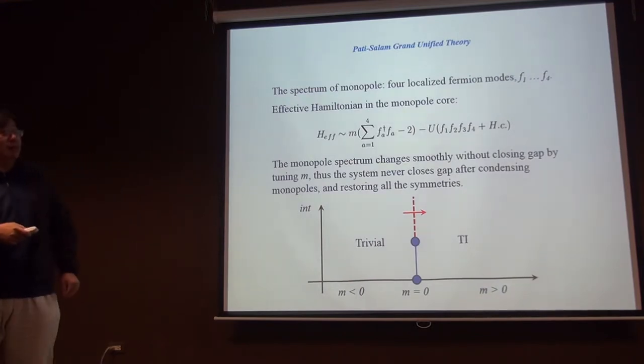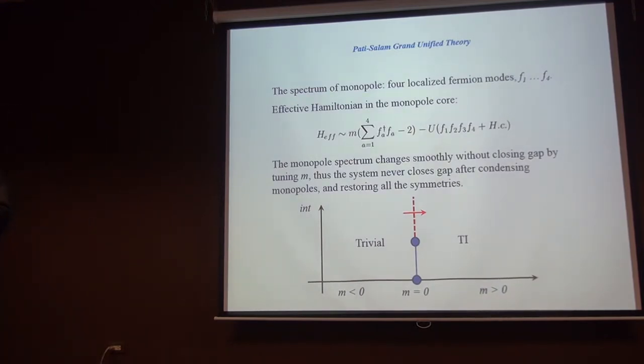Okay, so it turns out that because the monopole does not break any SU4 symmetry, the monopole core state can be labeled by SU4 transformation. It turns out in this system, the monopole core has four complex fermion modes, and they form a fundamental representation of SU4. So without any interaction, this is the only term I can write down for the monopole core. It's a density term without interaction. It is the only term, and this is the only term preserving the SU4 symmetry.